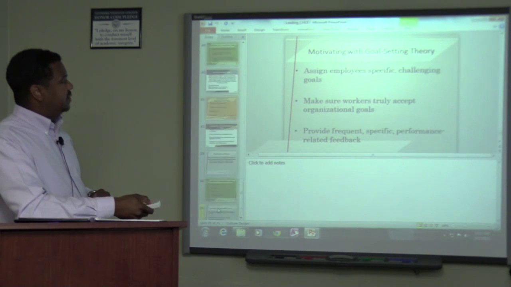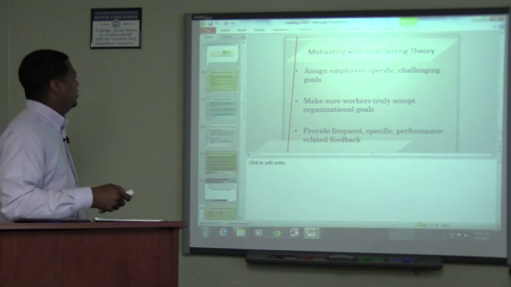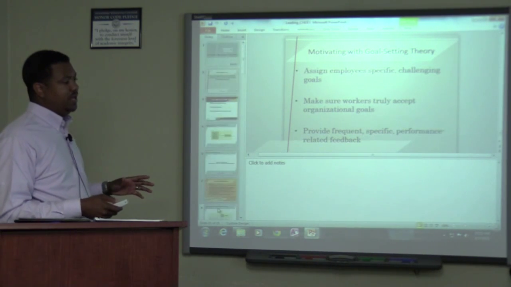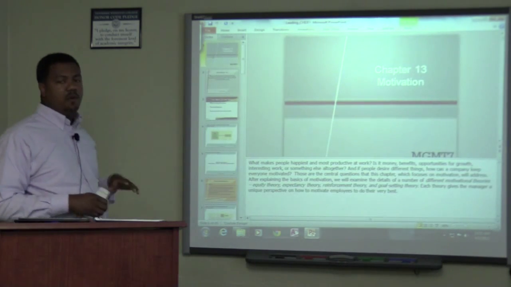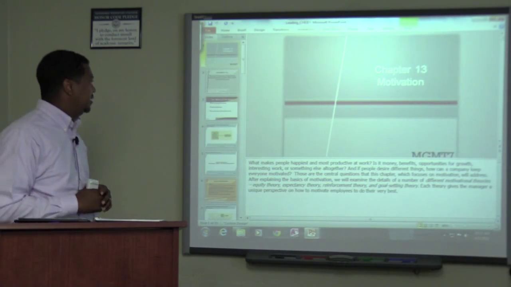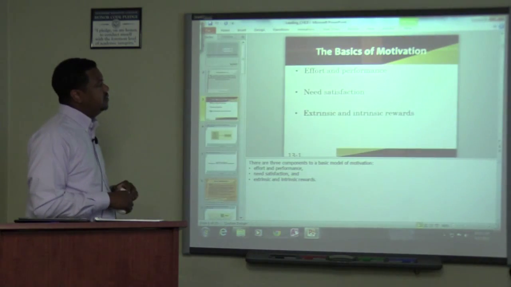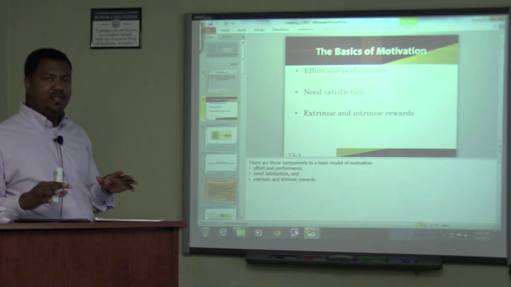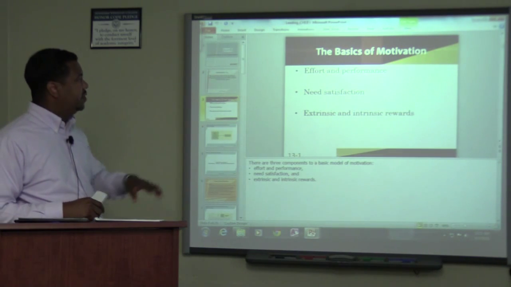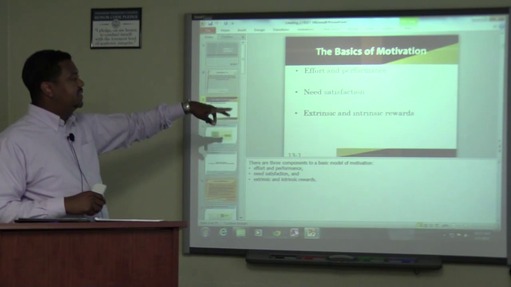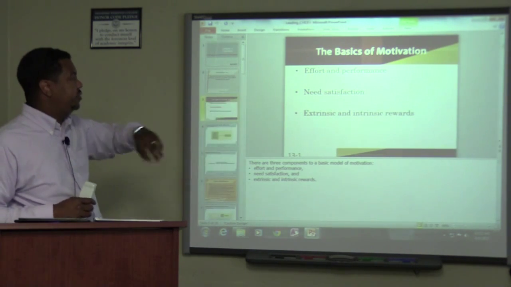So with motivation theory, this particular chapter highlighted some good ways to think about the best approaches to motivate individuals within our organization. So we see the importance of understanding the basic fundamental approaches about what motivates individuals: these efforts and performance, these need satisfaction, these extrinsic as well as intrinsic rewards.